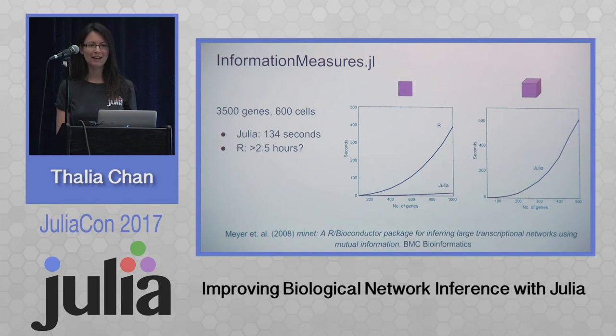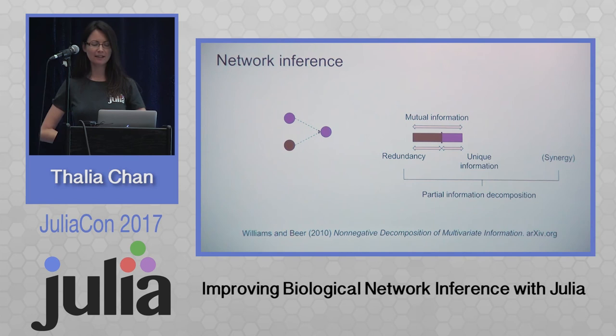Okay, so for reasons that I won't go into right now, the information measure that turned out to be mathematically most appropriate was partial information decomposition, which is presented in this paper here. Basically, what it does is it allows us, for a system of three variables or three genes, to distinguish between the information that all three share and the information that's unique to the pair of interest.